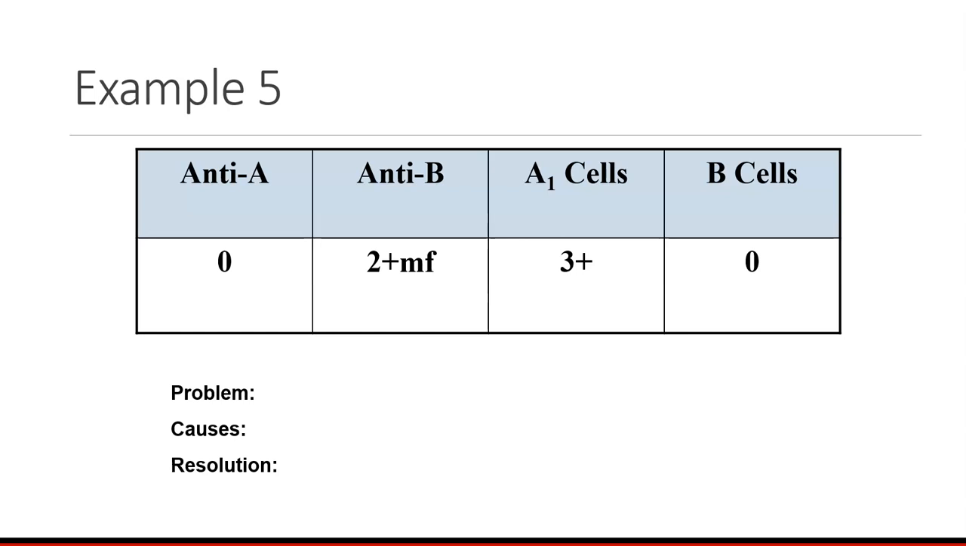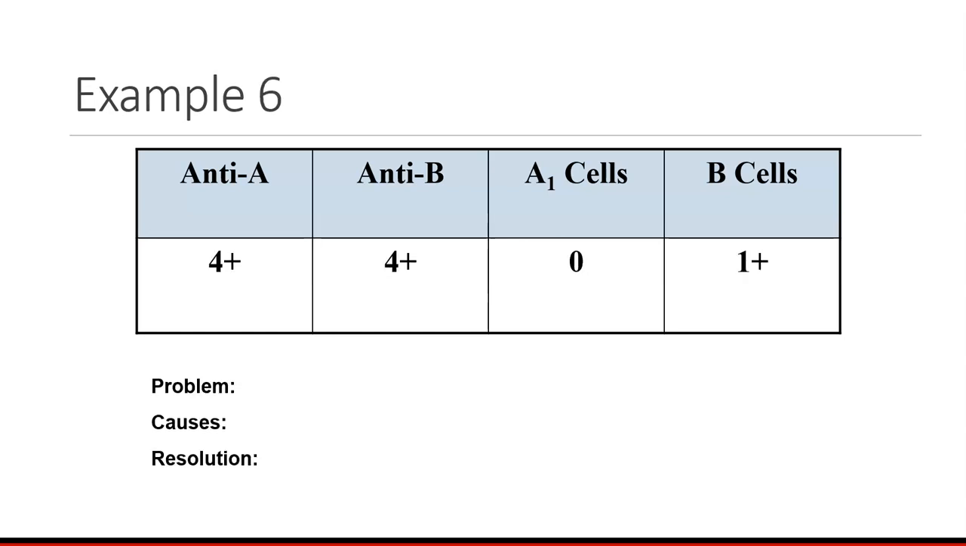Either this is a subgroup of B, B3, because those will always have mixed field agglutination when tested with anti-B typing sera, or we have a donor or a patient that was transfused with group O blood, and the patient's B cells are being agglutinated by the anti-B, whereas the group O cells are not. So when you shake that tube, you're going to get a sea of free cells followed by a tightly clumped group of cells.